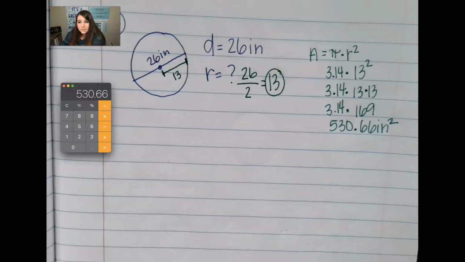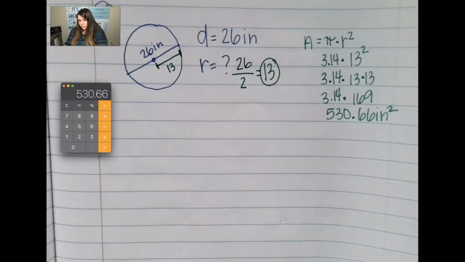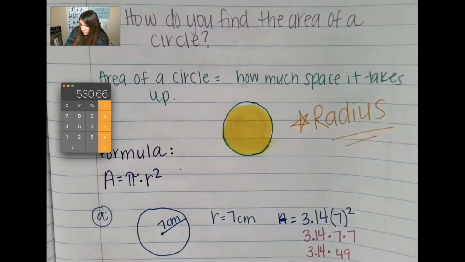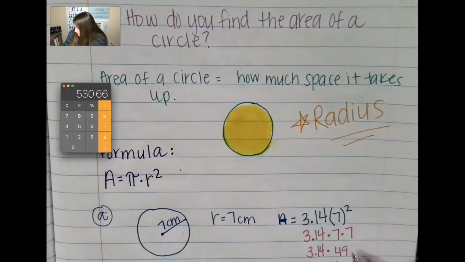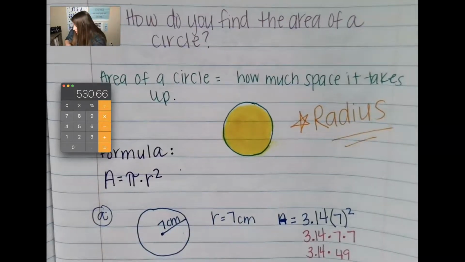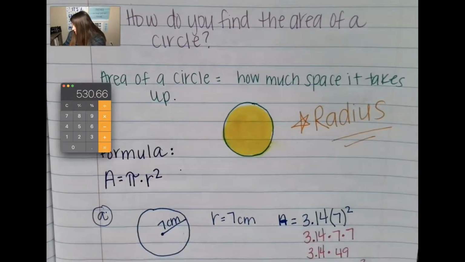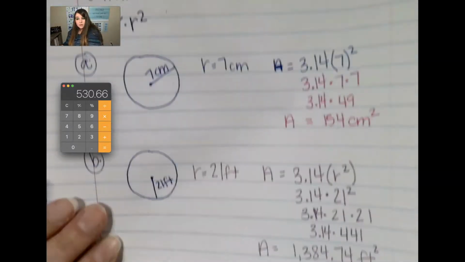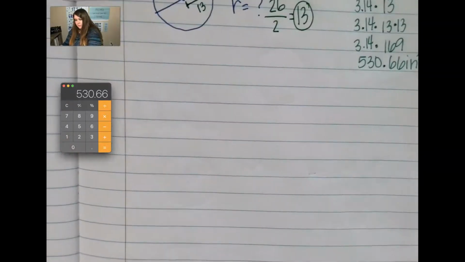So it's inches squared. I think I forgot to square my other inches too. Oh my gosh, I did. Okay, and this is centimeters squared, and this is feet squared. And the reason why it's squared is because it's area and we used a squared. So squared and squared. I can't believe I forgot to square.